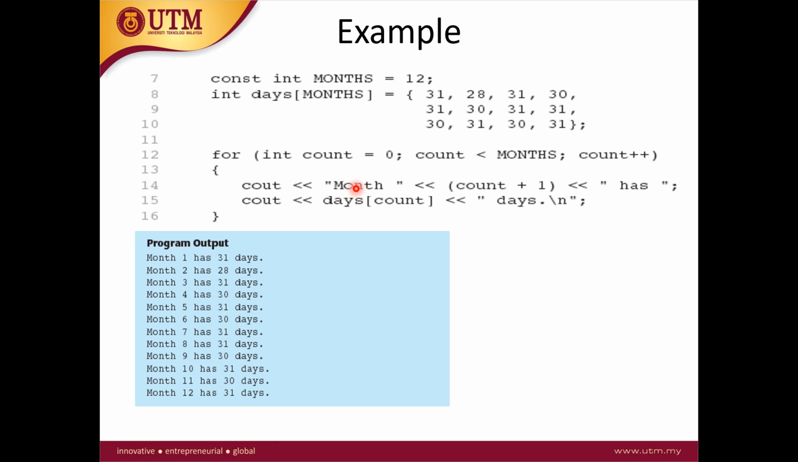So we start from 0 up to less than 12, count plus plus, and we are going to print the months. But if we print count, it prints month number 0, which we don't have. So we add 1 to the count in the printing console. So it prints 1, 2, 3 up to 12. Then these values are going to be the number of days in each month. So the number of days in month 1 is going to be 31, 28 for the second month, and the third month is going to be this one, and the program will show you this as the output.